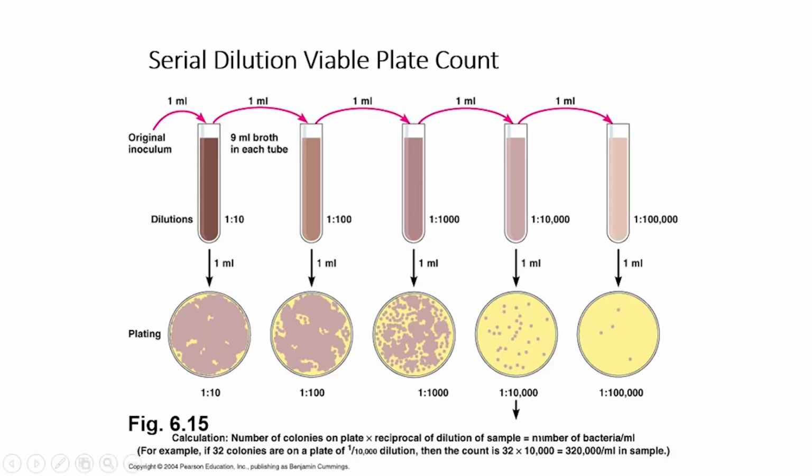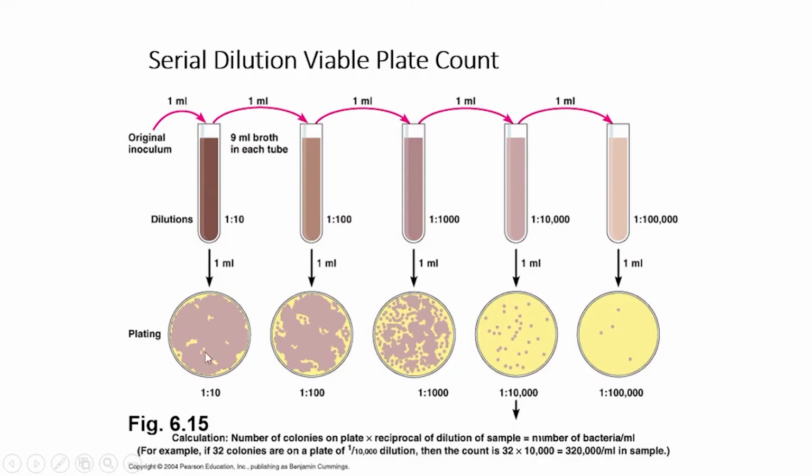So what does it look like? Well, we got our sample, and typically what you'll do is you'll take your sample and you dilute it in something. You might be diluting it into water or saline or broth of some sort. It doesn't matter. So you'll take 1 mL and put it into 9 mL of whatever you're diluting it to. And you're going to take a 1 mL sample of that and stick it on a plate and grow it.